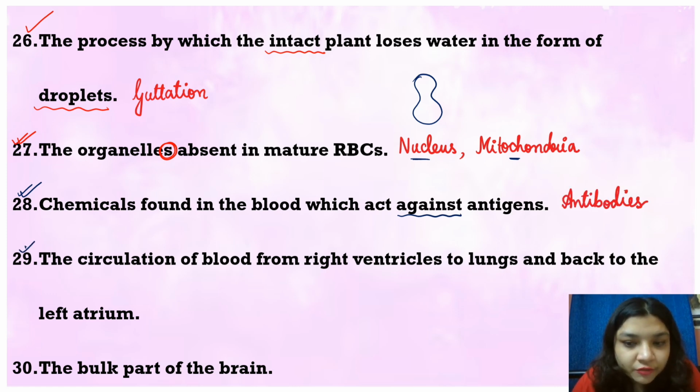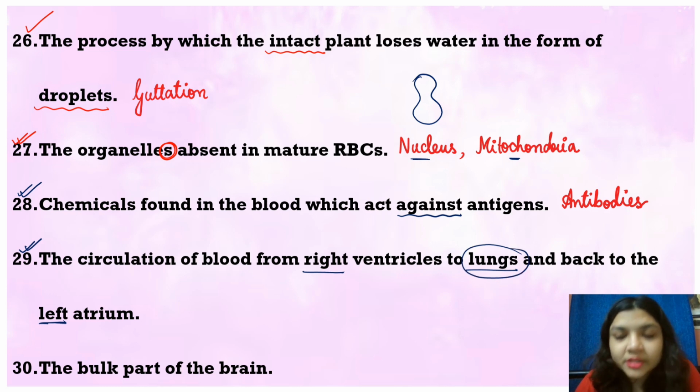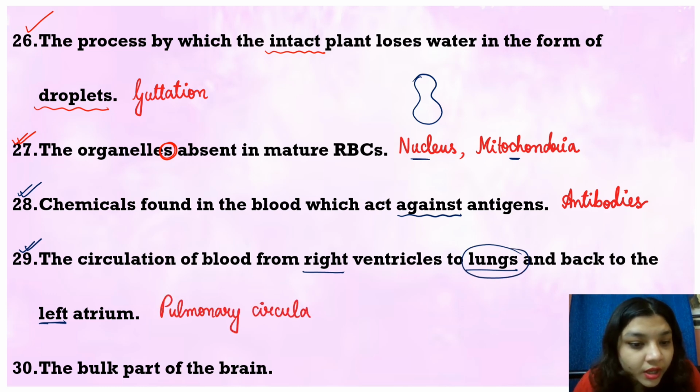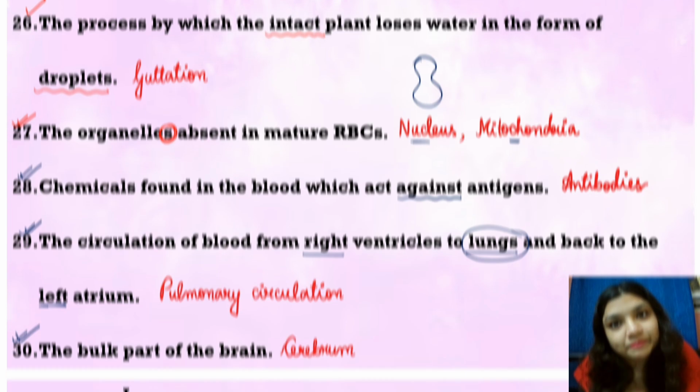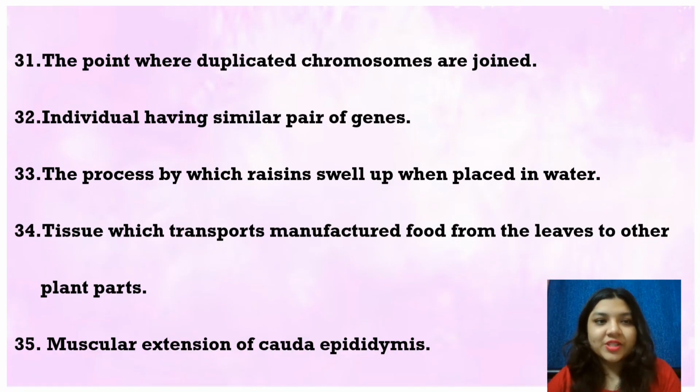The circulation of blood from the right ventricle to the lungs and back to the left atrium. So circulation related to the lungs is the pulmonary circulation. Okay, next. The bulk part of the brain, this is the cerebrum. The bulk means the majority part or the portion which occupies a large part of the brain, that is the cerebrum. The next set of questions are on the screen.